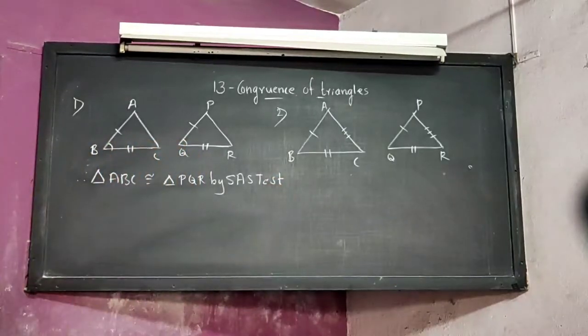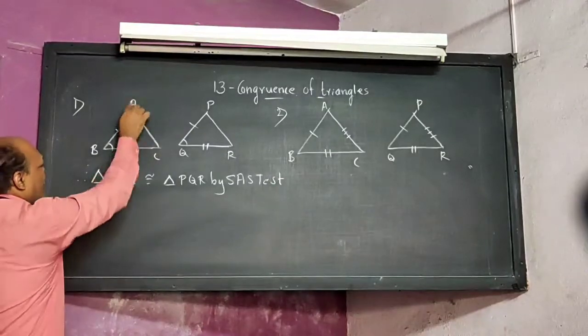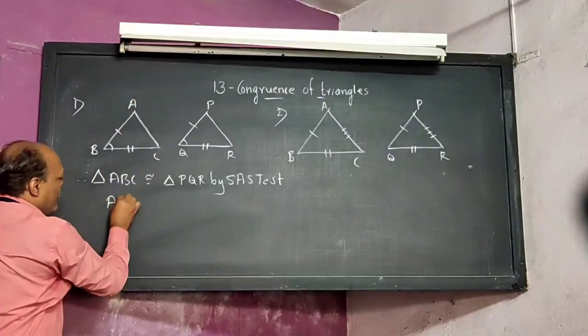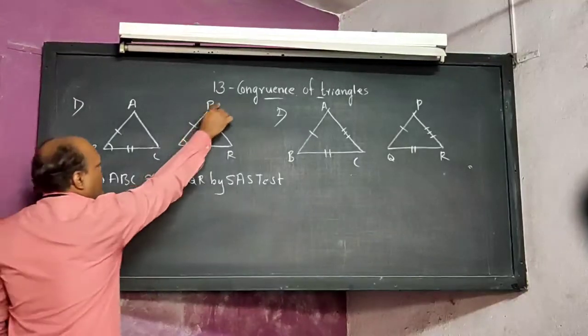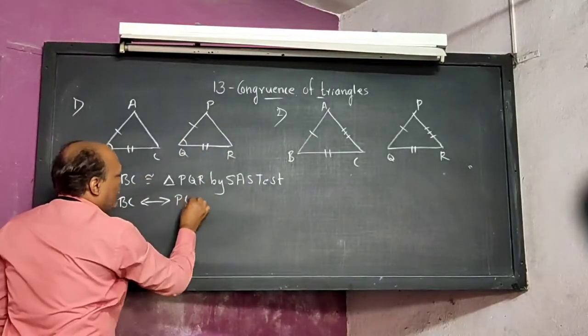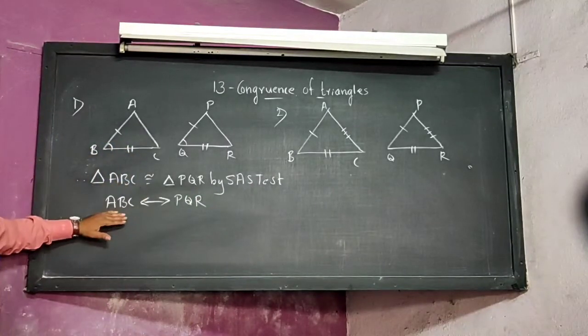And we have to learn also one-to-one correspondence. So one-to-one correspondence, that means for triangle ABC, we can say that the one-to-one correspondence between the vertices is PQR. I hope all of you understood. This is the test and this is the one-to-one correspondence.